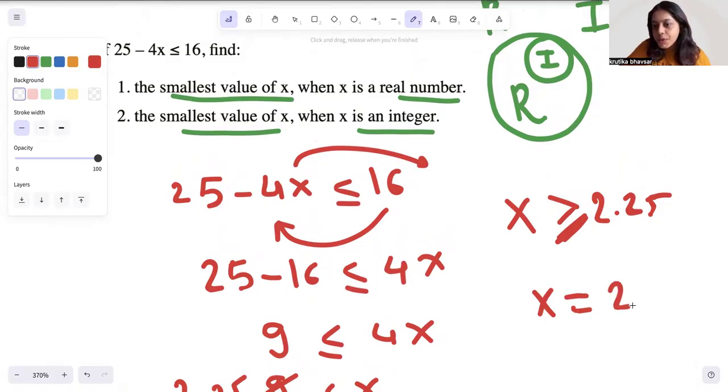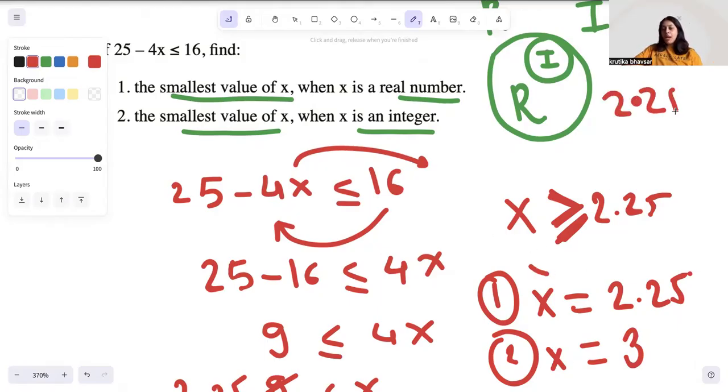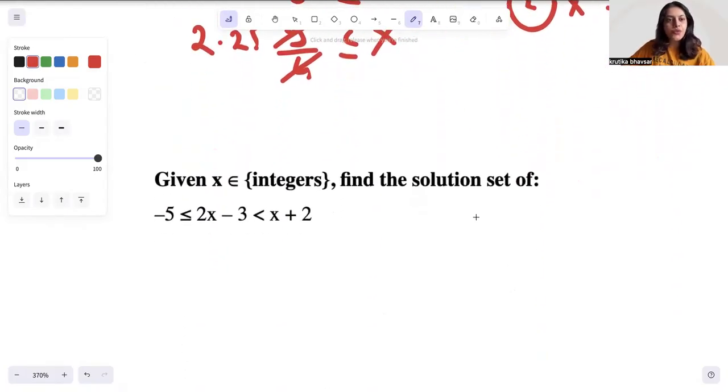So the smallest value is going to be this itself for the first one. For the second one, when it is an integer, now x can be, note that, greater than or equal to 2.25. So we cannot consider 2 here, but we can consider 3. And 3 is the nearest integer. Okay, so usually students get confused because it is 2.25 and the nearest integer to 2.25 is actually 2. So students end up writing 2 here, which is not the case because you need to take the inequality very much into consideration and then see the nearest integer. Okay, very good. So far, so good.